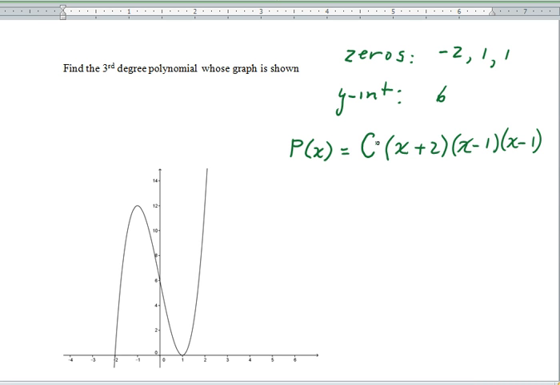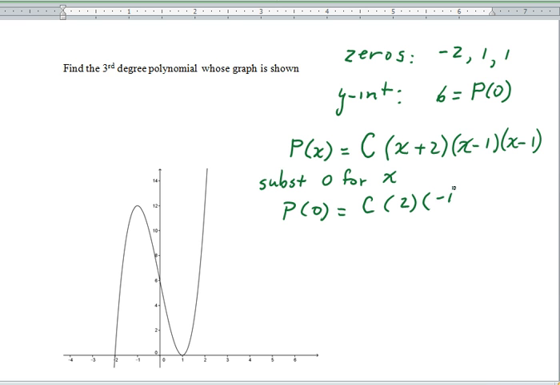So we know that since the y-intercept is 6, the function evaluated at 0 has to be 6. So let's substitute 0 for x to get p of 0 equals c times 0 plus 2 is 2, 0 minus 1 is negative 1, 0 minus 1 is negative 1. So on the right-hand side, we get 2c. On the left-hand side, p of 0 is 6. Dividing both sides by 2, we get that c has to equal 3.